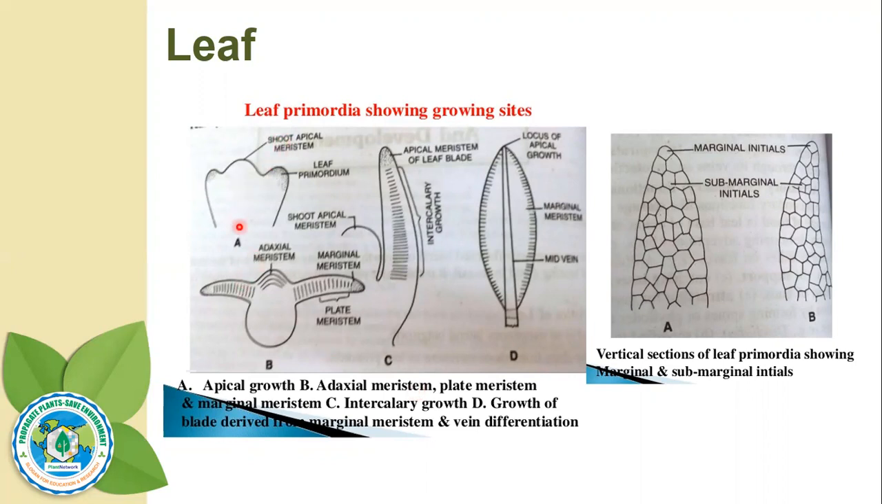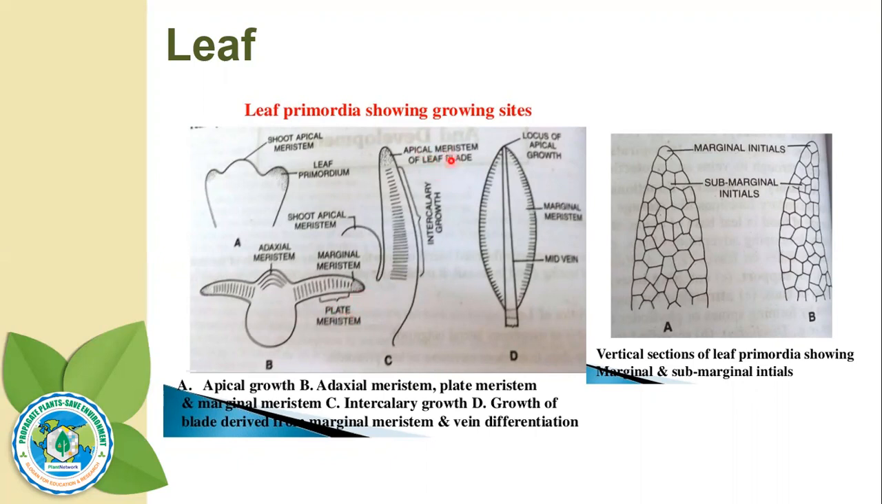Photograph 1A shows the shoot apical meristem. This is the leaf primordia. In photograph B, the adaxial meristem also produces and further produces the lateral tissues of the leaf. This is the marginal meristem that is present at the tip of the leaves. This is the plate meristem. The marginal meristem and the plate meristem. Marginal meristem produces the length of the leaves, whereas the plate meristem increases the girth of the leaves.